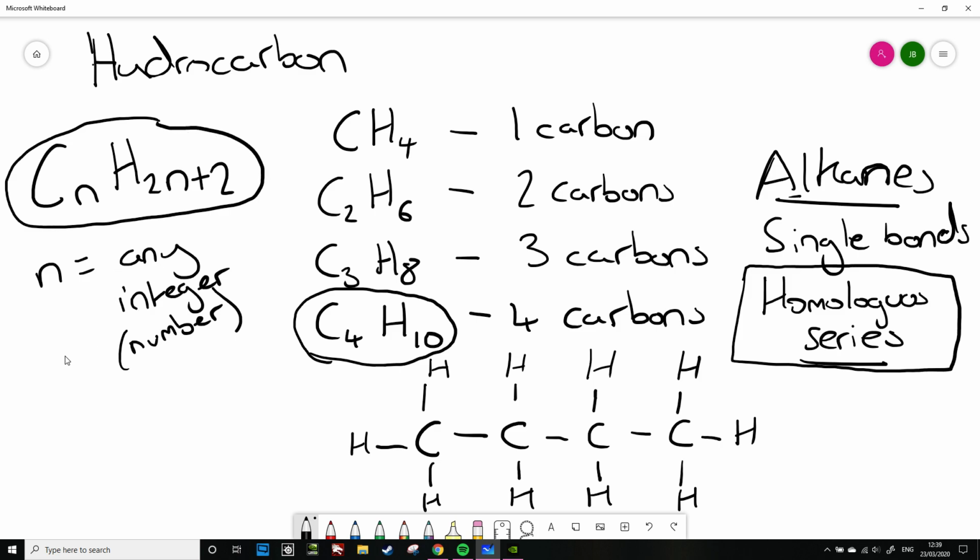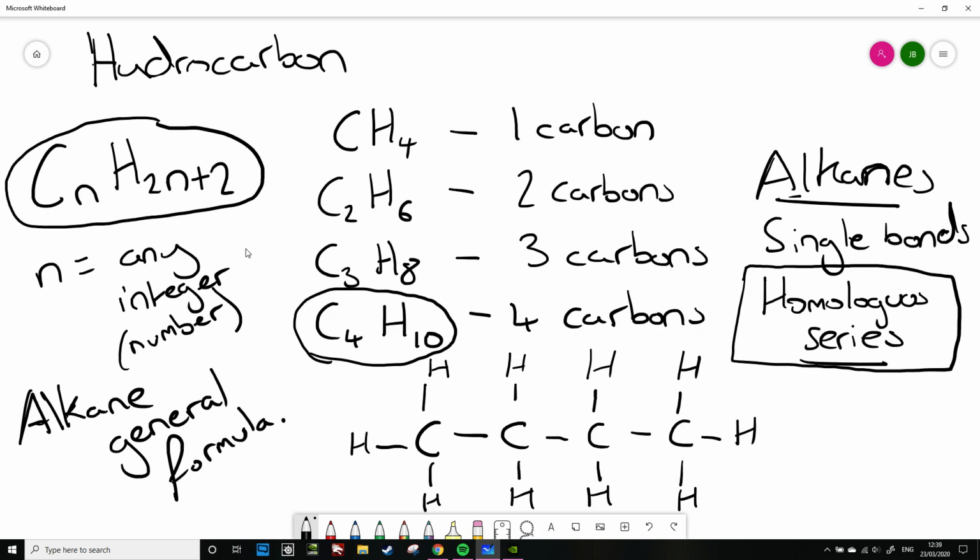So this is the alkane general formula. It allows us to work out the number of hydrogens and the number of carbons for any alkane, whether that is methane with only 1 carbon all the way through to 1,000,000 carbons. We can figure it out. Okay. Right, let us move on to fractional distillation.